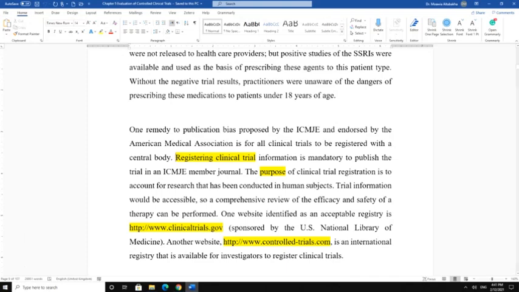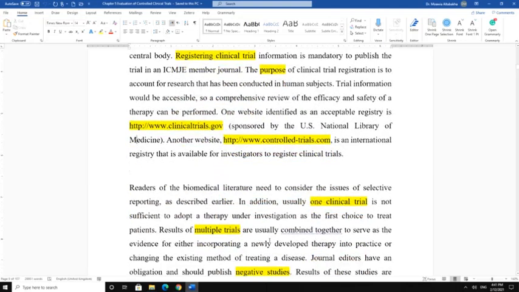And as I told you, one acceptable registry is clinicaltrials.gov, which is sponsored by the US National Library of Medicine, the same body that runs PubMed. There is another website also, controlled-trials.com. Of course I like this one, but you should know that there are other registries as well, not only these two.